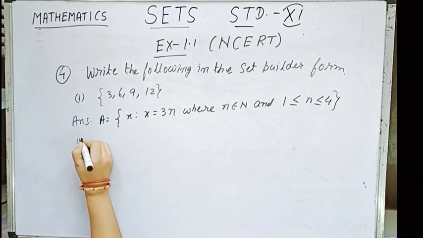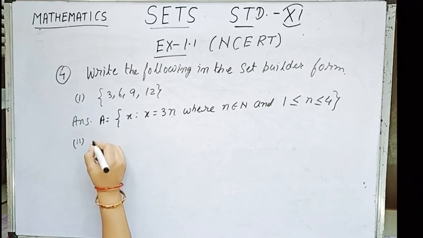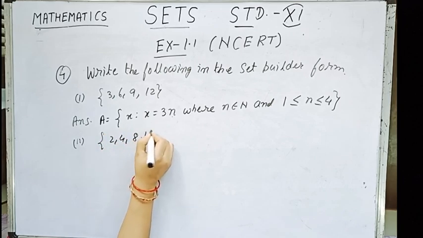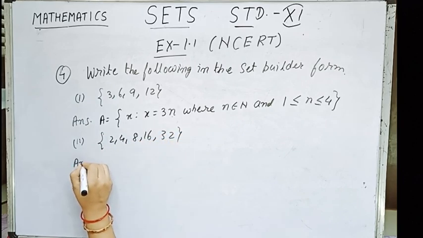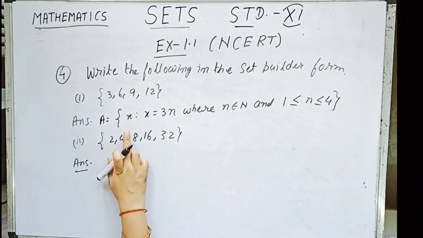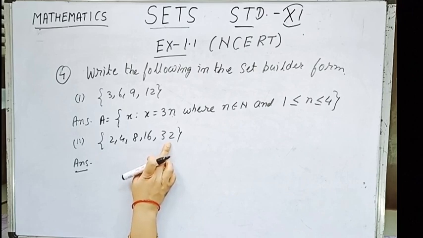Let us go to subpart number 2. It is 2, 4, 8, 16, 32. Now this we can also write as, over here see, 2 power 1 is 2, 2 power 2 is 4, 2 power 3 is 8, 2 power 4 is 16, 2 power 5 is 32.